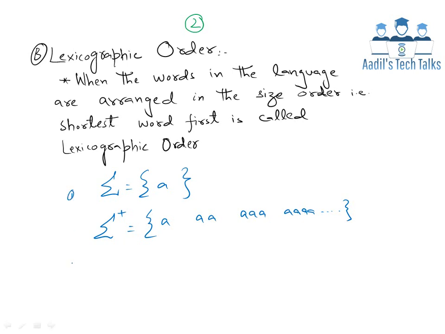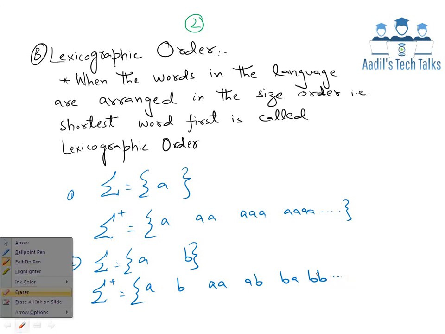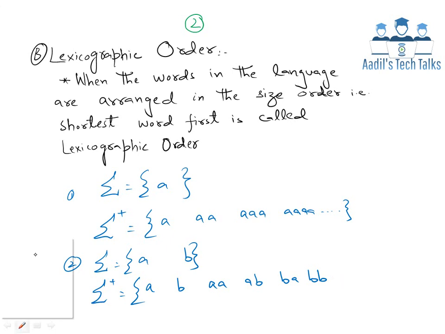Similarly, if we have a language sigma equal to a, b, then sigma plus, all the words over sigma, will be equal to: first of all, the words with length 1, a and b, then all the words with length 2, that is a a, a b, then b a and b b, and then all the words with length 3, a a a, a a b, a b a, and so on.